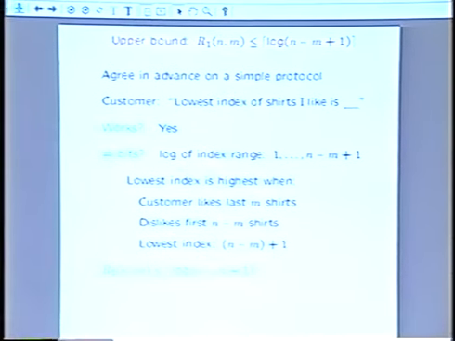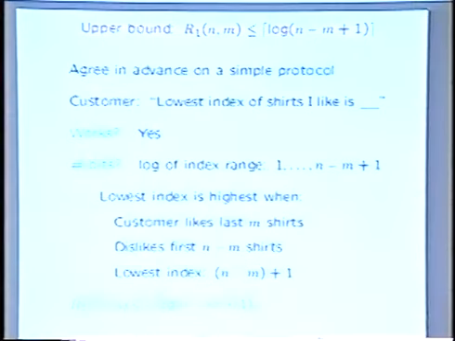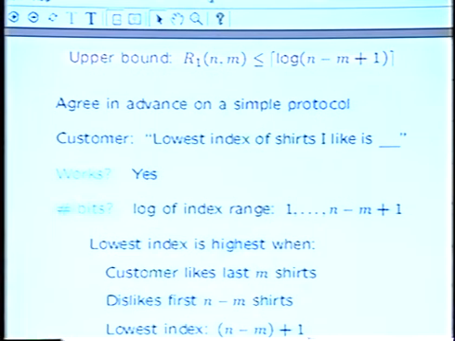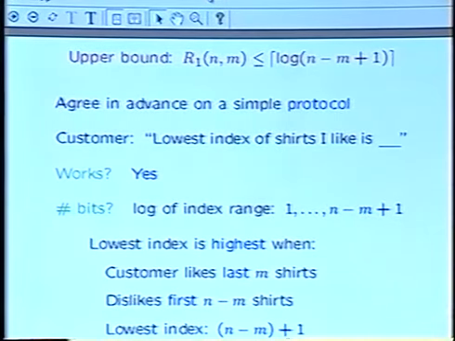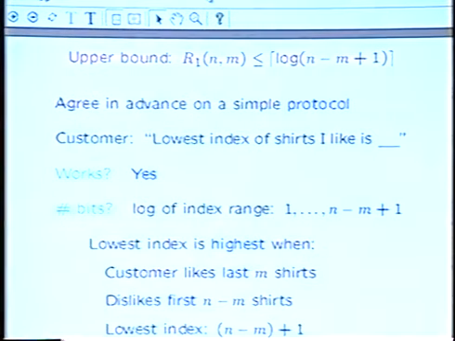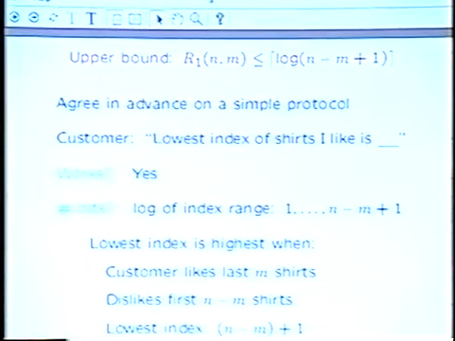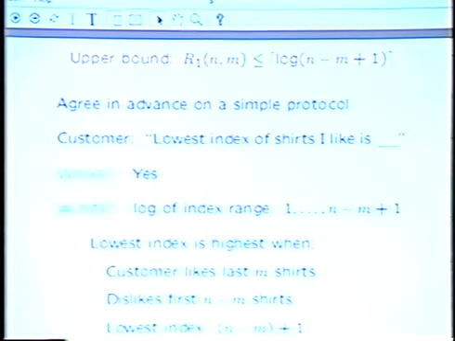But he doesn't have to like the last 10 shirts, right? No, but that's correct. He'll look at the set of shirts that he likes, and he'll find the lowest index, and he'll just tell them what the index is. That's the protocol. And they'll send him that shirt, so he's guaranteed to get it. And now the only question we want to answer is how many bits does he need to send? So we're looking at what values he may possibly send.